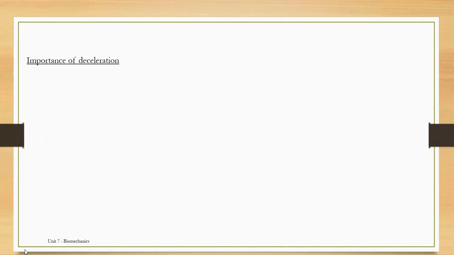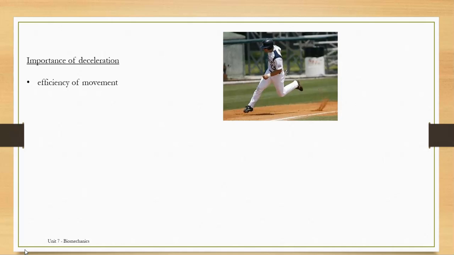Within sport, there is a huge importance for deceleration. So this can be applied to a baseballer who is trying to decelerate to get to the next base. If they are able to do this efficiently, they will increase their average speed from base to base, which will give them a better chance of staying in. In the same context, if their technique is good, it reduces the risk of injury to the athlete.